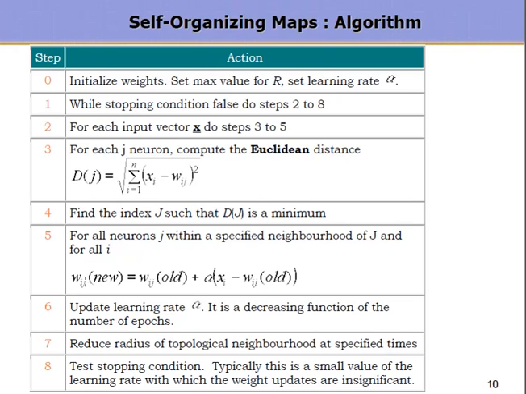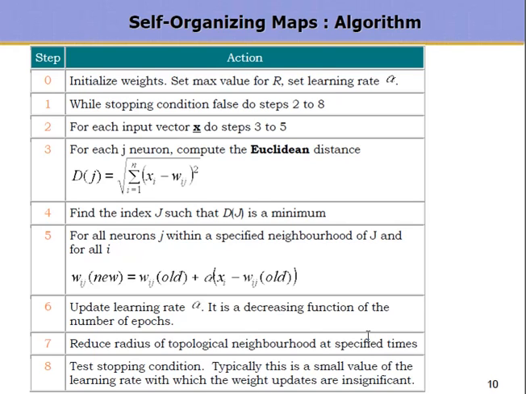Then once we have updated the weights, we need to update the learning rate. We will have an equation through which we update the learning rate. The importance of the learning rate is that it is a decreasing function of the number of epochs, right? So as the number of epochs increases, the value of alpha, the learning rate, will be decreasing. Reduce the radius of the topological neighborhood at specified times. So in parallel, by performing all these operations, we will also be reducing our radius, which is the topological neighborhood.